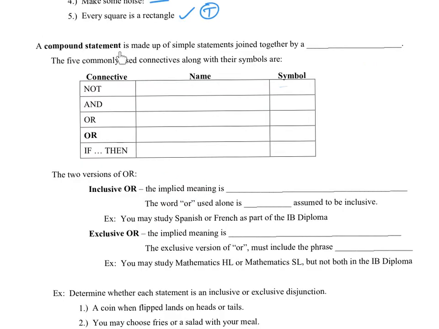Now, a compound statement is made up of simple statements joined together by what we call a connective. And there are 5 commonly used connectives, and let's take a look at those and look at their symbols. Okay, so the first connective is the word not. That connective is what we call a negation. Okay, and the symbol that we're going to use for a negation might be different than what you've used in the past. It looks like a little right angle, kind of a right angle with a long side and a short side. So when you negate a statement, you either add the word not, or you take the word not away, or you state the opposite meaning.